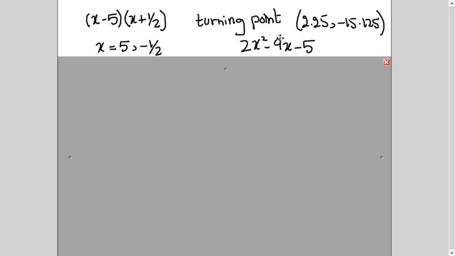Okay, so now we have three important points. We have the turning point, we have the x-intercept, and we have the y-intercept also, right? Because in the general quadratic equation, this is the y-intercept. Even if it is not given or you don't know right now, no problem. So now I will sketch this curve.